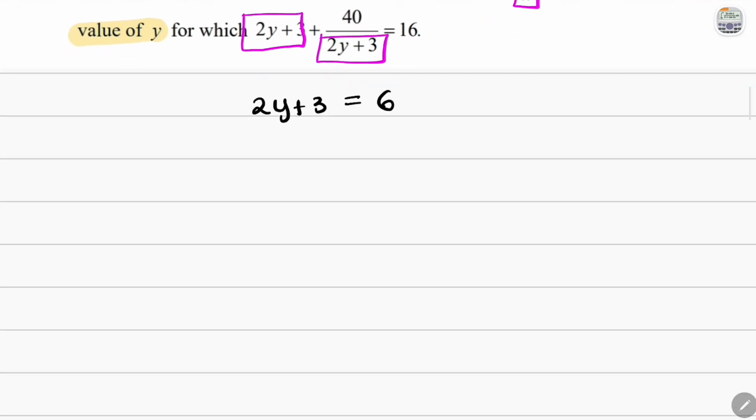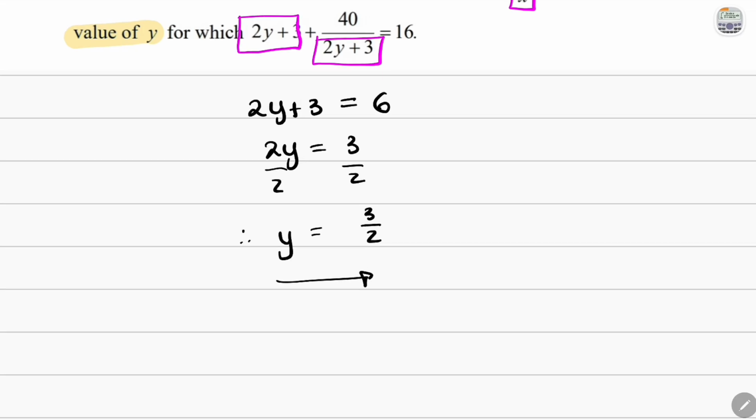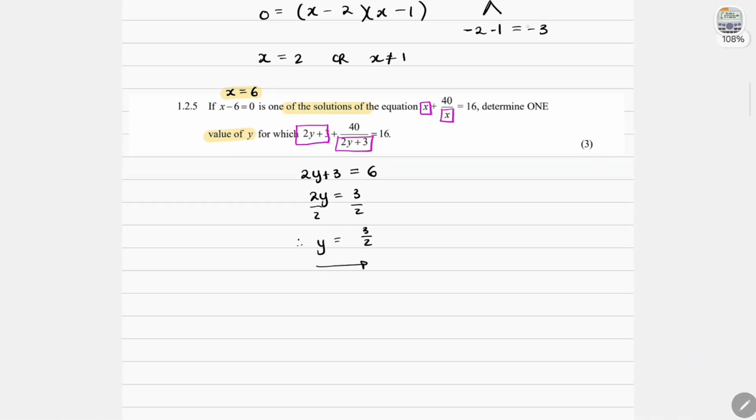So 2y plus 3 is equal to 6. And so 2y is equal to 6 minus 3, which is 3. If you divide both sides of the equation by 2, y is therefore equal to 3 over 2. And that is our answer. Moving on to the next question.